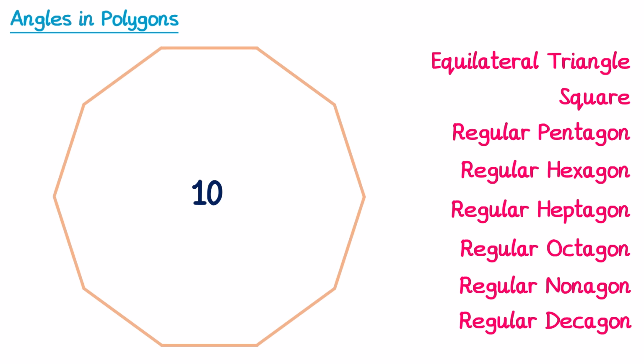For your exams, you need to recognize and learn the names of all of these apart from a 7 and a 9-sided shape. So you don't need to know the regular heptagon or the regular nonagon, but you do need to know all of the other ones. This doesn't mean they won't come up in questions, but if they do, they'll probably be named for you.